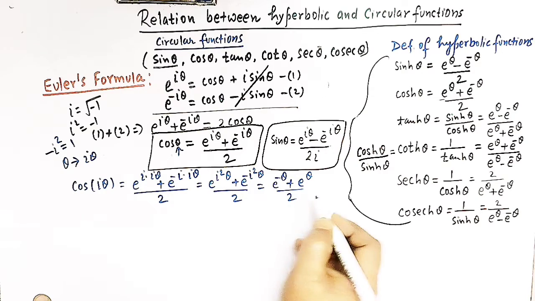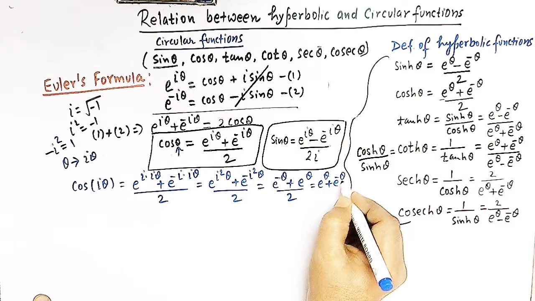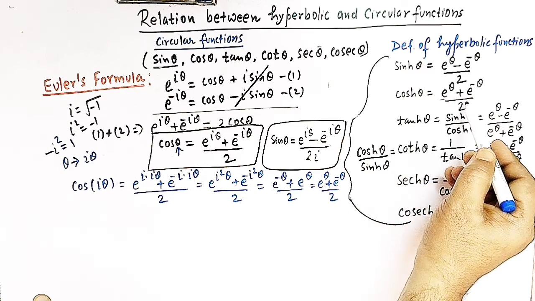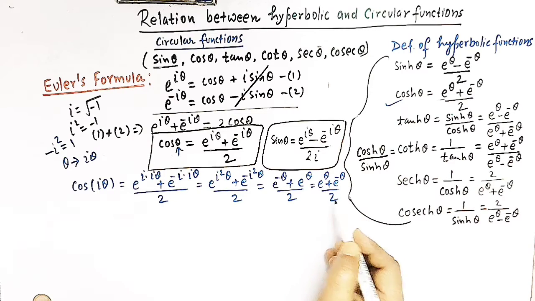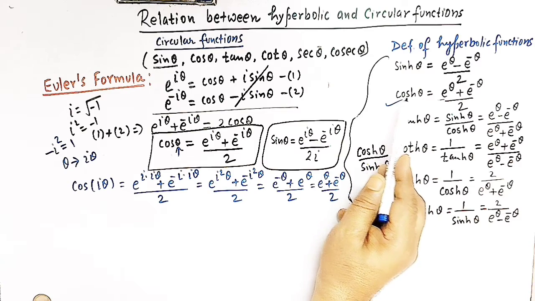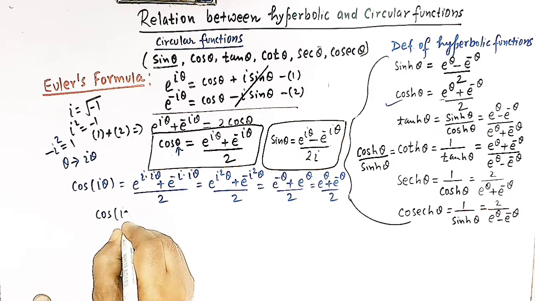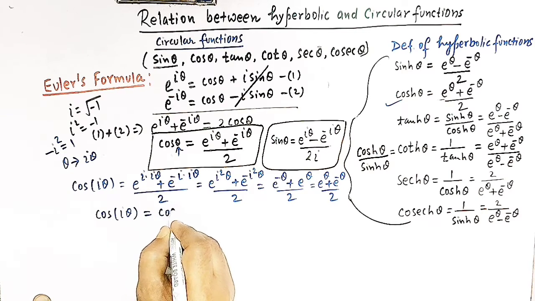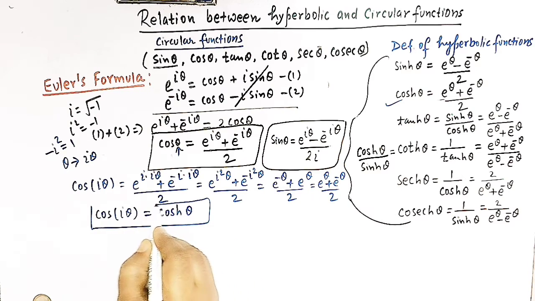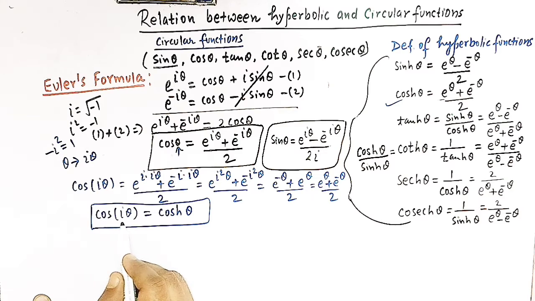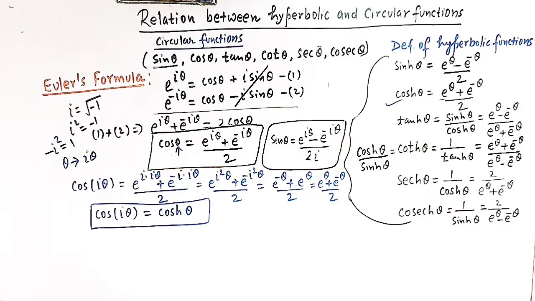And here we have 2, so this can be written as e raised to theta plus e raised to minus theta over 2. And we can easily see that e raised to theta plus e raised to minus theta over 2 is equal to the hyperbolic cosine of theta. So now cosine i theta is equal to cosh theta, the hyperbolic cosine of theta. So this is the relationship between the cosine of i theta and the hyperbolic cosine of theta.